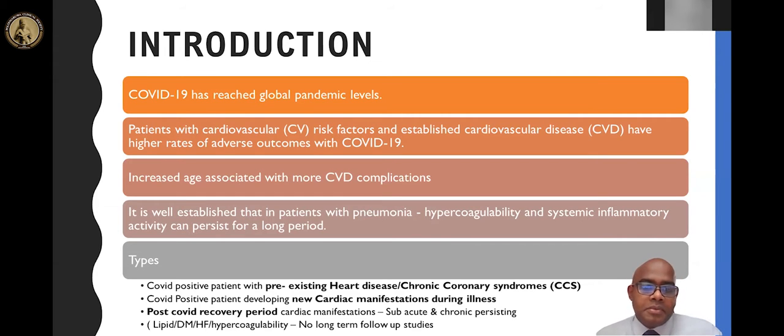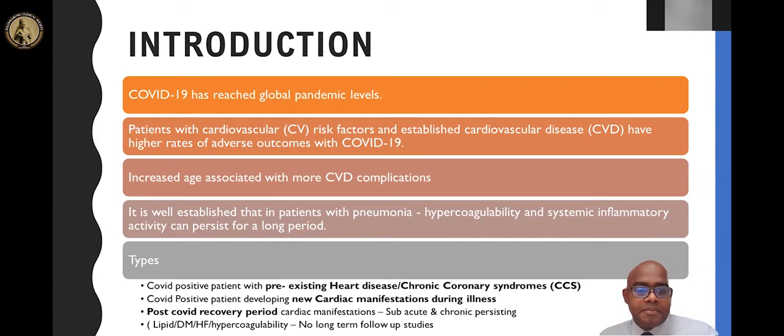If we really want to understand these presentations, we can divide them into 4 categories. One is the COVID positive patient with pre-existing heart disease or chronic coronary syndromes, who could come to your GP setting or hospital setting. The second subtype is COVID positive patients with no cardiovascular disease in the past, who can manifest new onset cardiac presentations during the course of the illness, or maybe even after recovery.